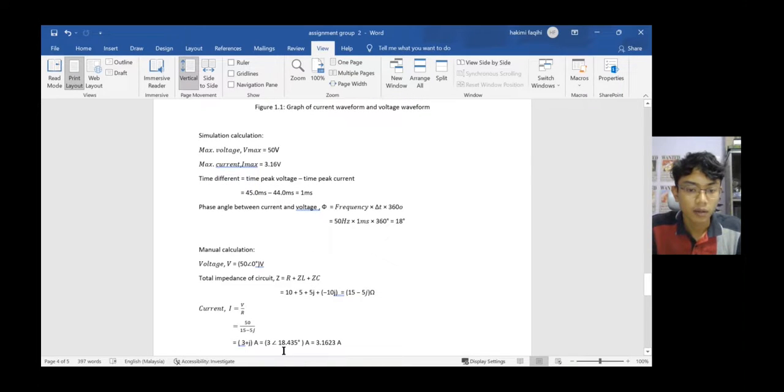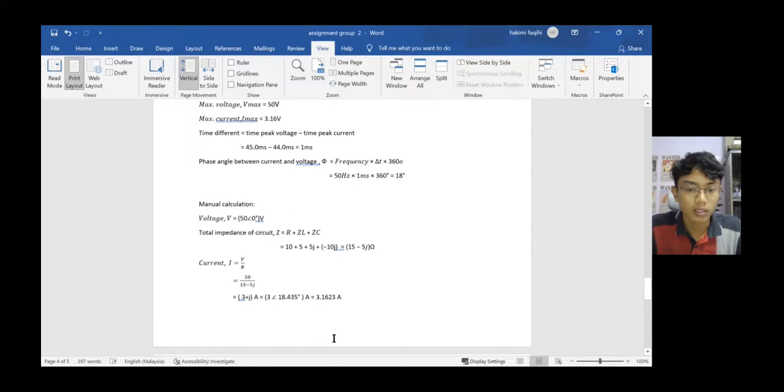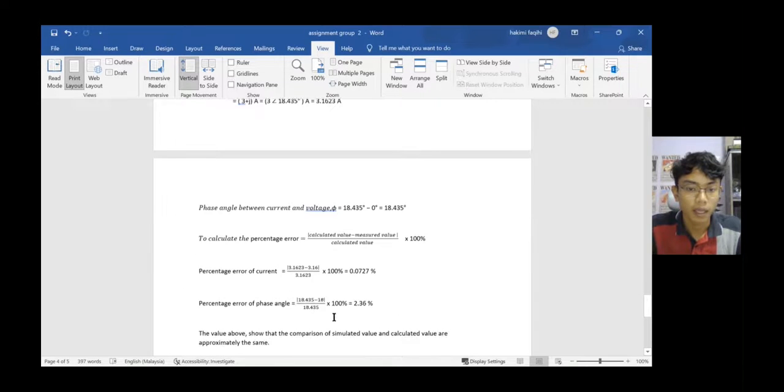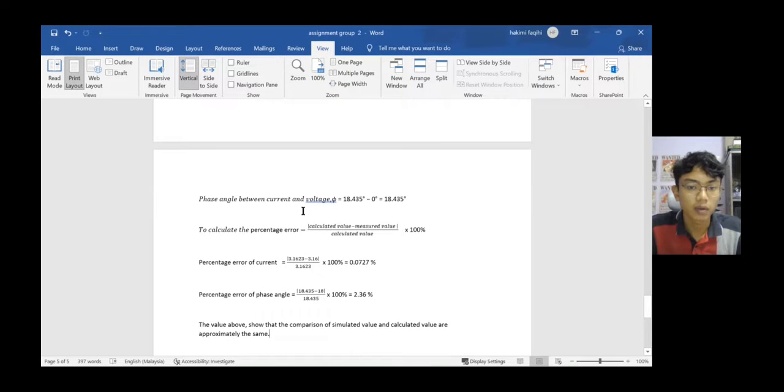degree, 18.435 degree. So the current is equal to 3.1623 ampere. And for the phase angle between current and voltage, it is 18.435 minus the 0. So we get the same.